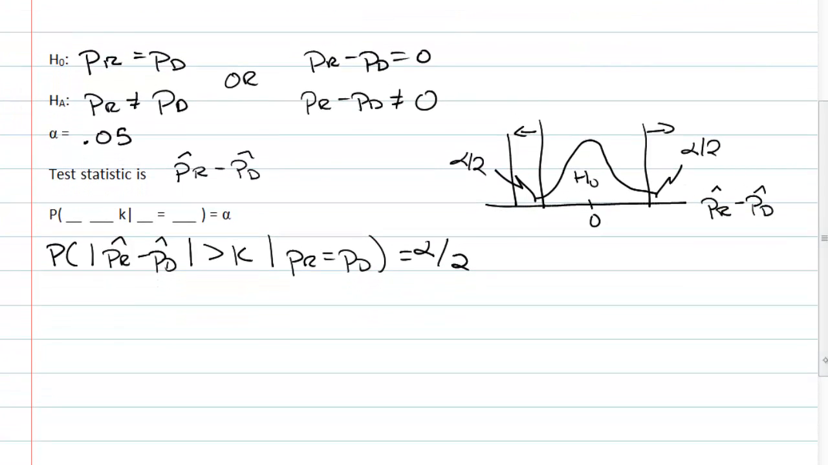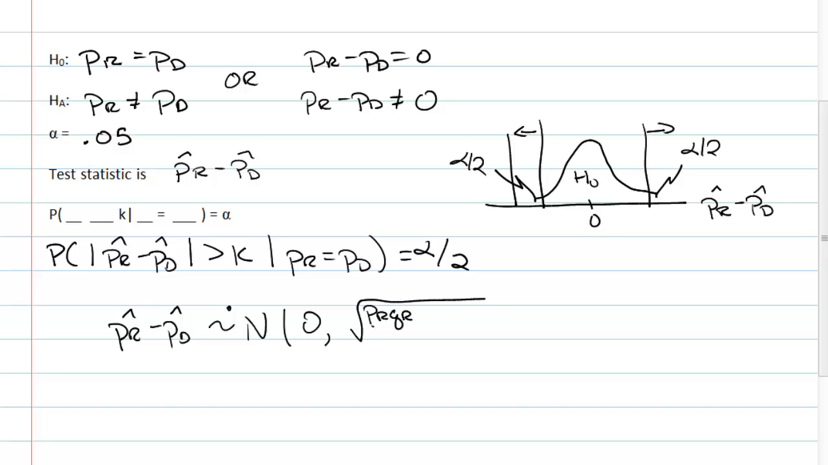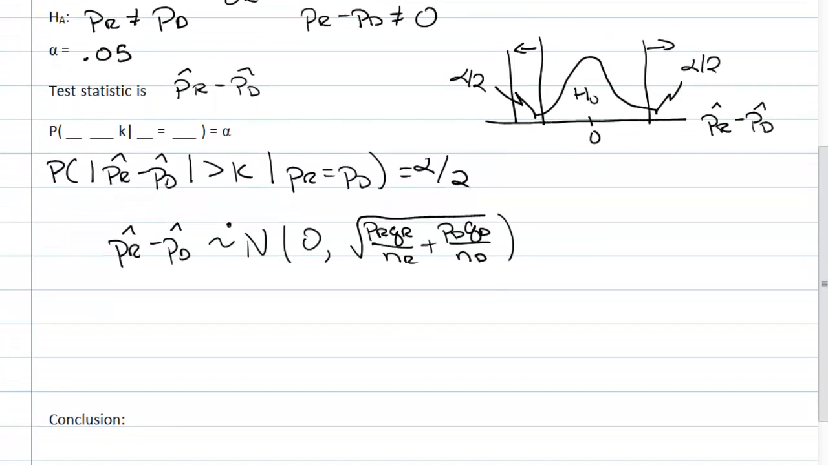Need the distribution of this difference, again by the central limit theorem. It's going to be approximately normal. Under the null, the two proportions are equal to each other, so their difference would be 0 under the null. And then the standard deviation is going to be the proportion of Republicans times Q Republicans over the number, and likewise with Democrats. And I'm almost ready to go.